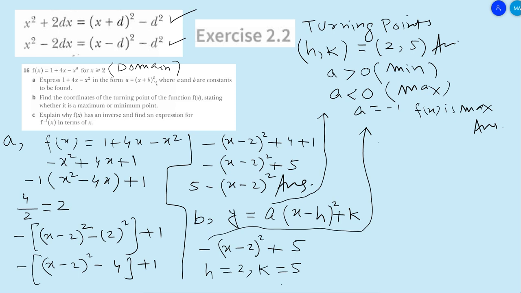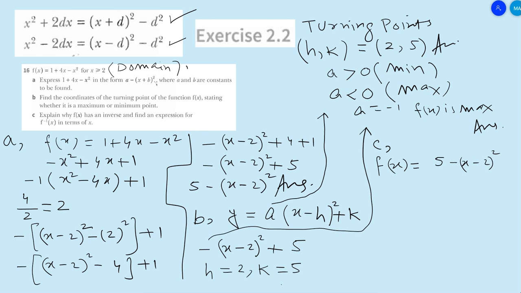Last part, C. Explain why f(x) has an inverse and find an expression for f inverse x in terms of x. Very easy. There are two parts in part C. First, he asks you that f(x) has an inverse. What is the reason? What is f(x)? Our f(x) is from part A answer, 5 minus x minus 2 whole square.